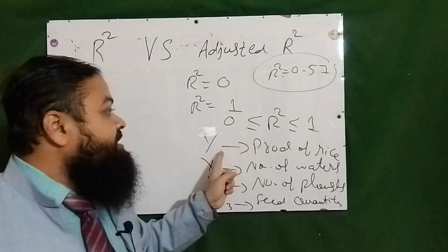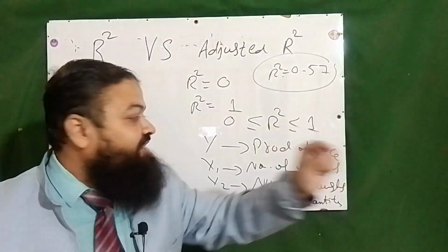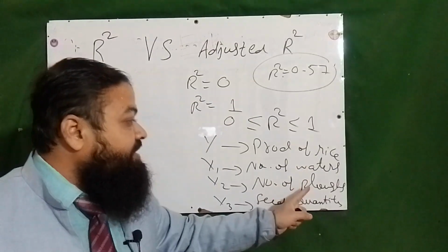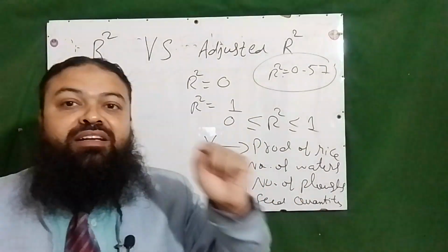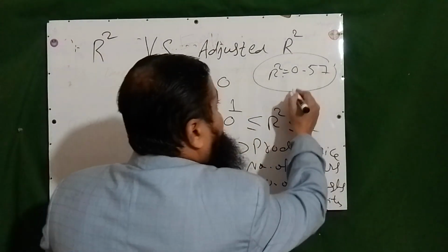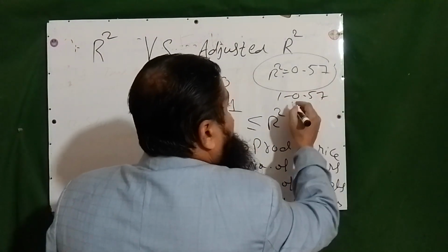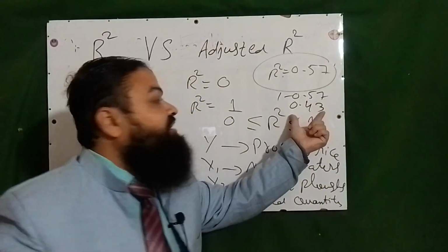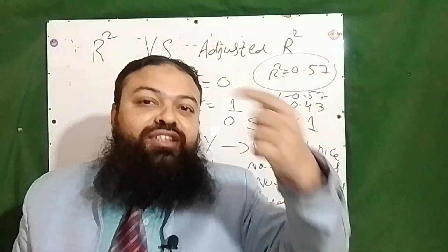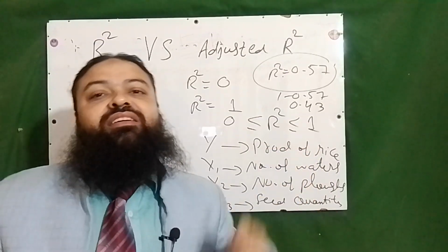57% variation in the production of rice has been explained by number of water, number of plow, number of seed quantity, by these three independent variables. And 1 minus 0.57, that will be 0.43. 43% variation is not explained by the independent variables.